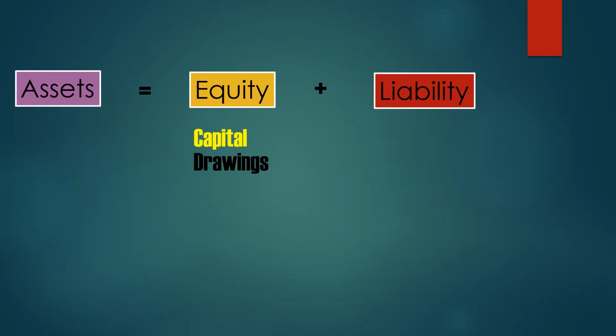Likewise, the new thing we learned last class is profit. Suppose they give you profit. We don't have a profit column. We have only 3 columns: asset, equity, liability. So if they give you profit, under which column do you write the profit? Send your answers.